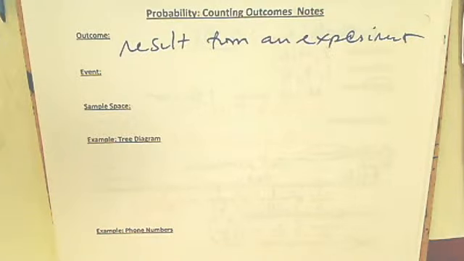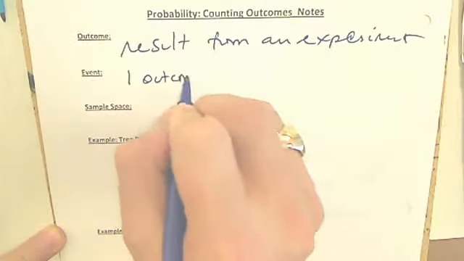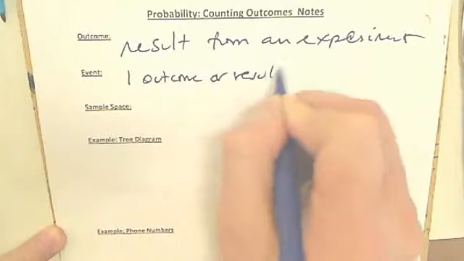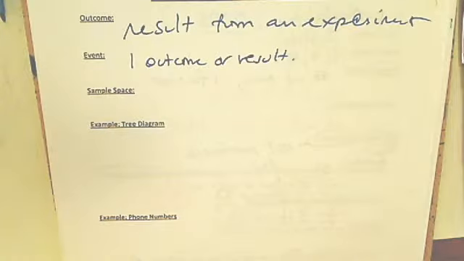Think event. When an event happens, it's like a party. I'm having an event in my house. There's an event at the store. There's an event at the restaurant. But in probability, an event is one specific outcome, or a result, from an experiment.